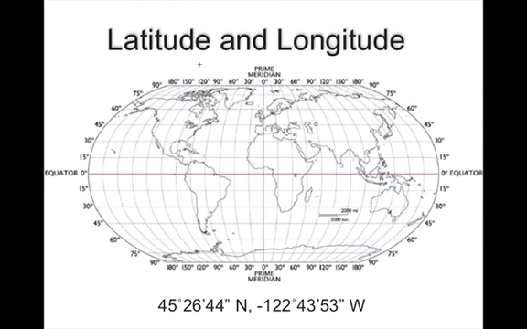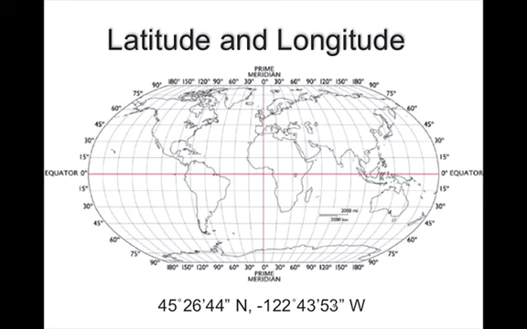So our first component, latitude, is telling us how far north and south a spot is from the equator. And the equator is this red line that runs across the middle of Earth. And so if the numbers are positive, it means it's going to be north of the equator. It goes all the way up to positive 90. If the numbers are negative, or there's an S at the end here, it goes all the way down to negative 90.